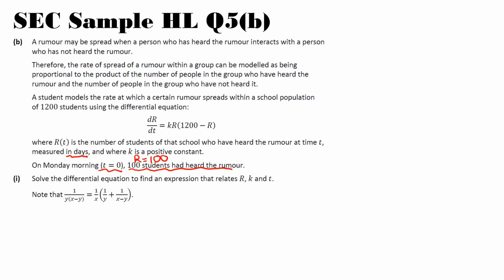So let's start with our first step. When we're solving a differential equation, our first step is to separate. We want to separate the variables to both sides. So on the left-hand side, I'm going to bring this whole piece over. I'm going to leave the k where it is. So it's going to be 1 over R times 1200 minus R with respect to R is equal to k dt, because that k is just going to get complicated if we bring it over as well.